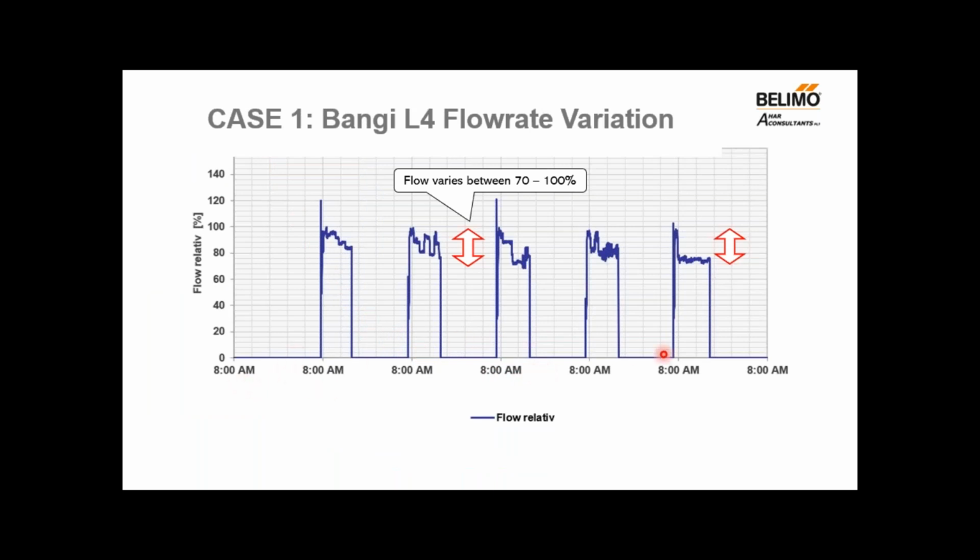This is the flow rate over 1 week from Monday to Friday. As you can see, the flow rates vary between 100% early in the morning due to the pull down effect and about 70% in the afternoon. So you can also see that the air handler is actually operating less than the peak flow most of the time.